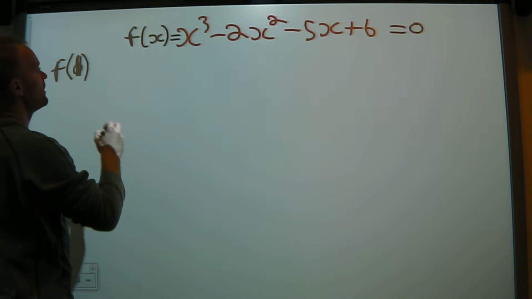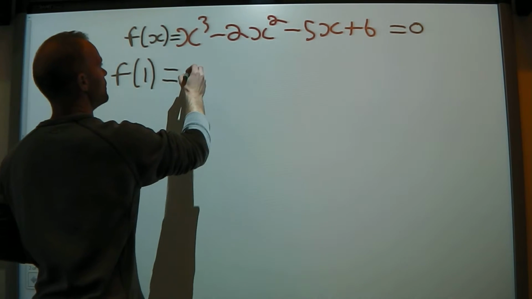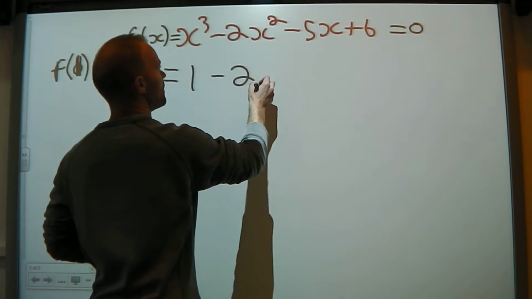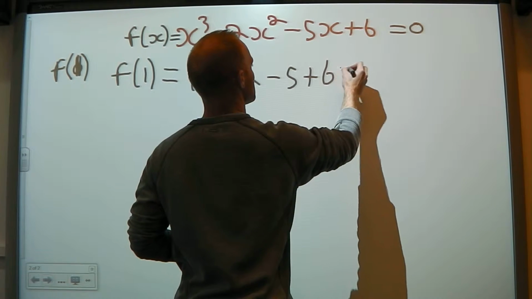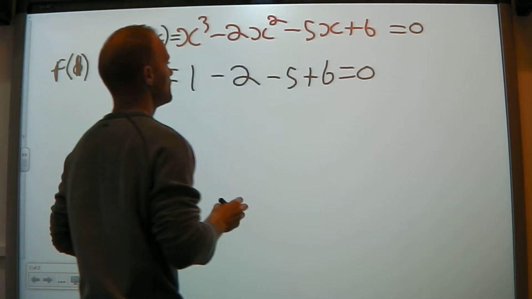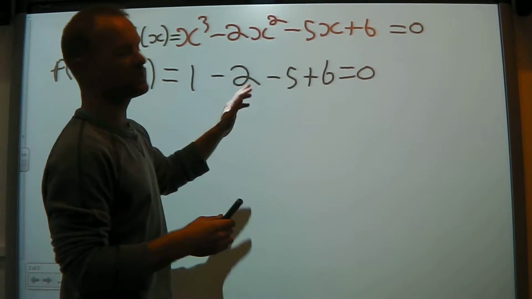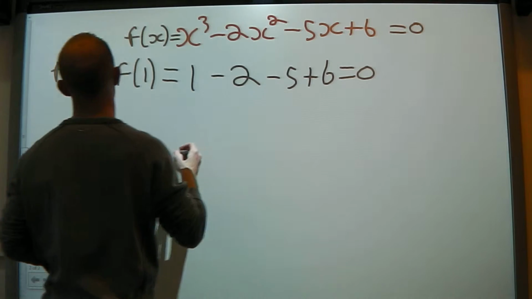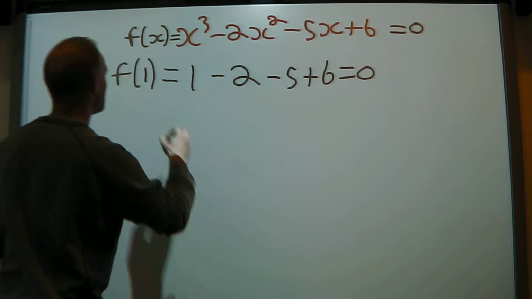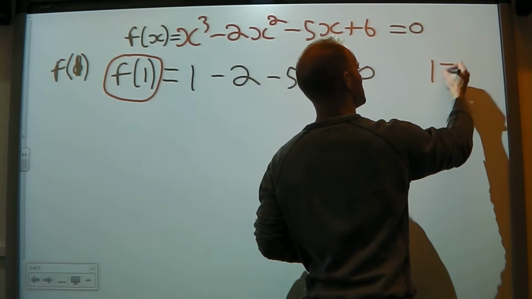We try 1. So f(1) is equal to 1 minus 2 minus 5 plus 6 is equal to 0. Now, negative 7 plus 6 is negative 1, plus 6 is equal to... 0. It is, that's true. That's equal to 0, so that is one term. We'll underline that. That's a solution. 1 is a root.